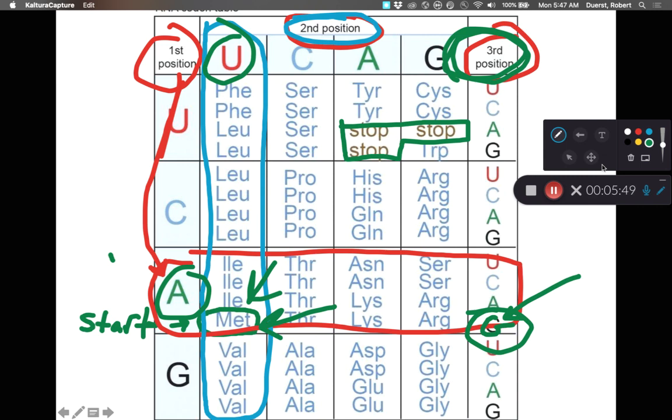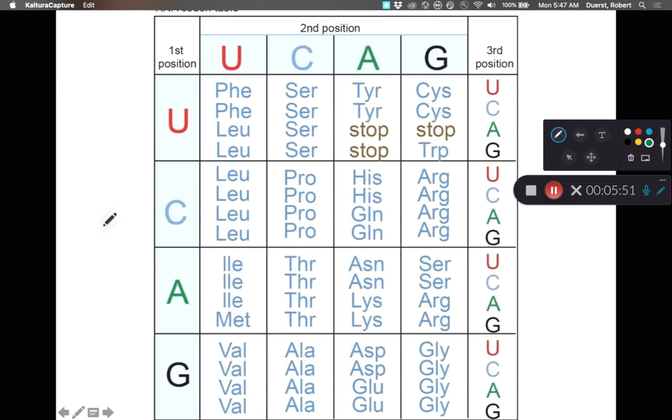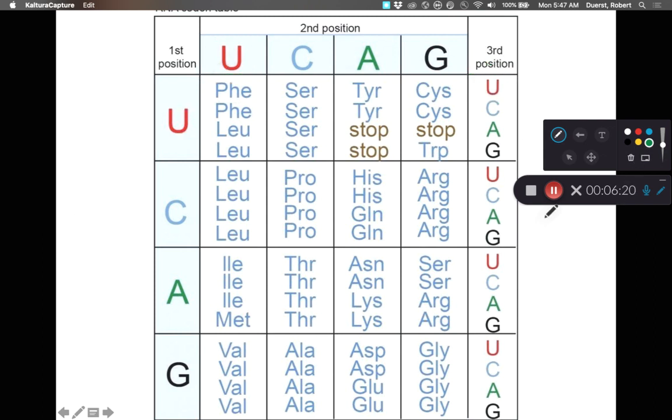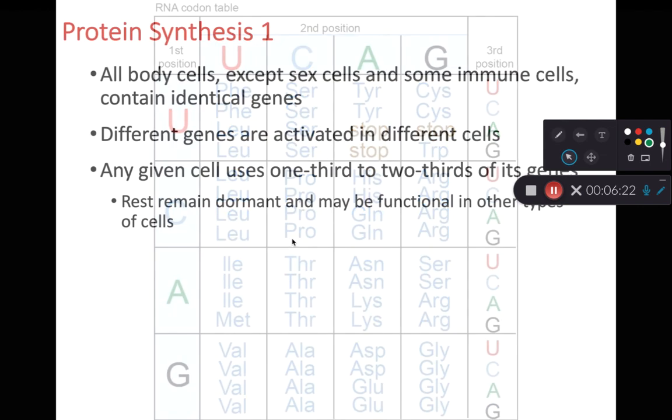So if you were given a codon, let's say you had U U U for your codon, and you had to figure out what the amino acid is. You start with U for the first, U for the second, and U for the third, and you'd find PHE. You probably would just say PHE because you haven't memorized this yet, but phenylalanine is the UUU codon, or I should say the UUU codon codes for phenylalanine.